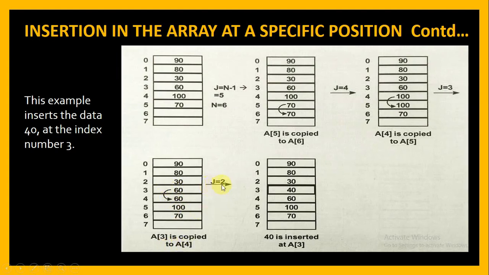And now j has become 2, and this is the index number where I want to insert my data item. So when I say a[position] is equal to item, 40 will be inserted at this position. You can see here initially it was written 60 here, and now when I insert the data item, it will become 40. So this is how the insertion takes place.